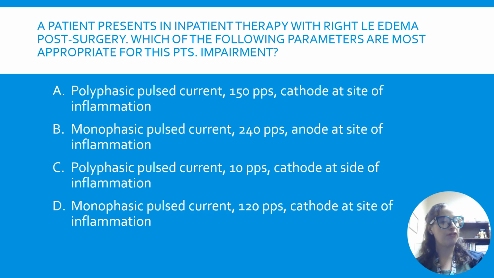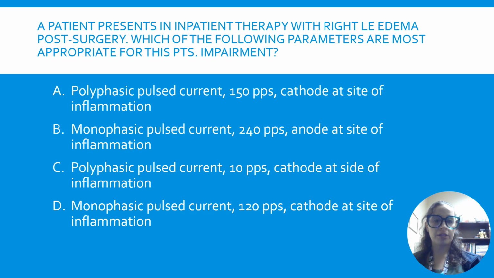All right, so this is a fancy one that may need a little bit more explanation from me, but there are aspects within the options that you should know as a student, okay? So the question says, a patient presents in inpatient therapy with right lower extremity edema post-surgery. Which of the following parameters are the most appropriate for this patient's impairment, okay?